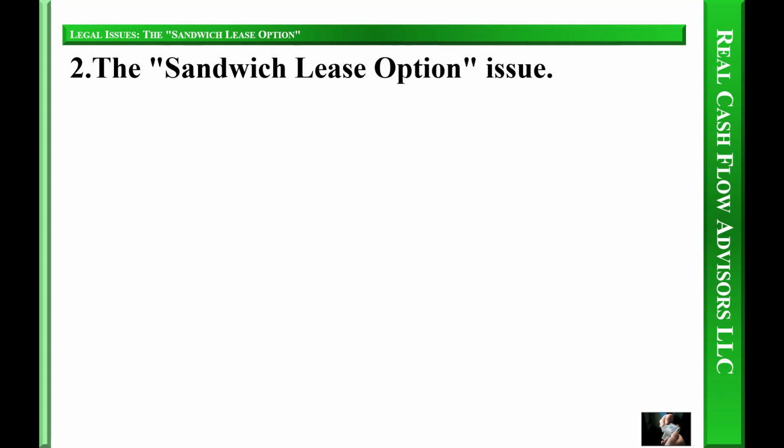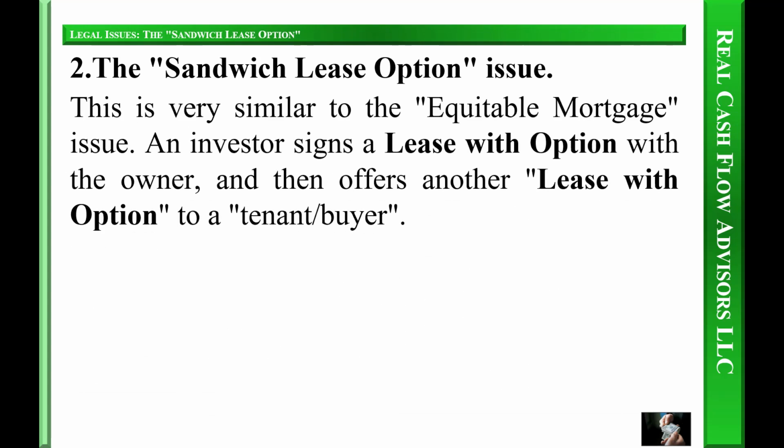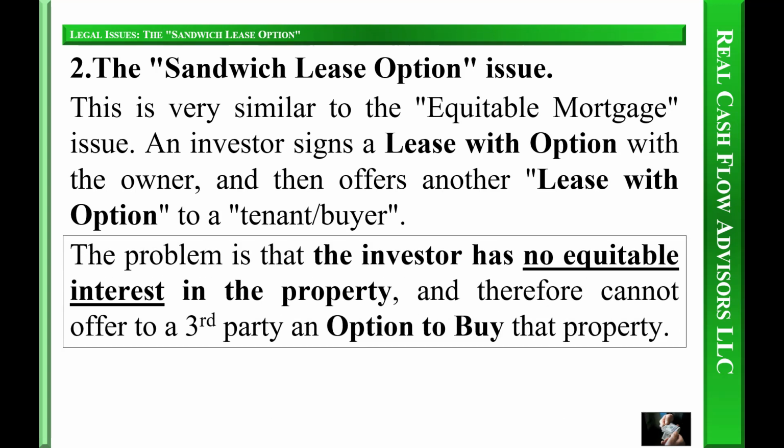Number 2, the sandwich lease option issue. This is very similar to the equitable mortgage issue. An investor signs a lease with option with the owner and then offers another lease with option to a tenant buyer. The problem is that the investor has no equitable interest in the property and therefore cannot offer to a third party an option to buy that property.